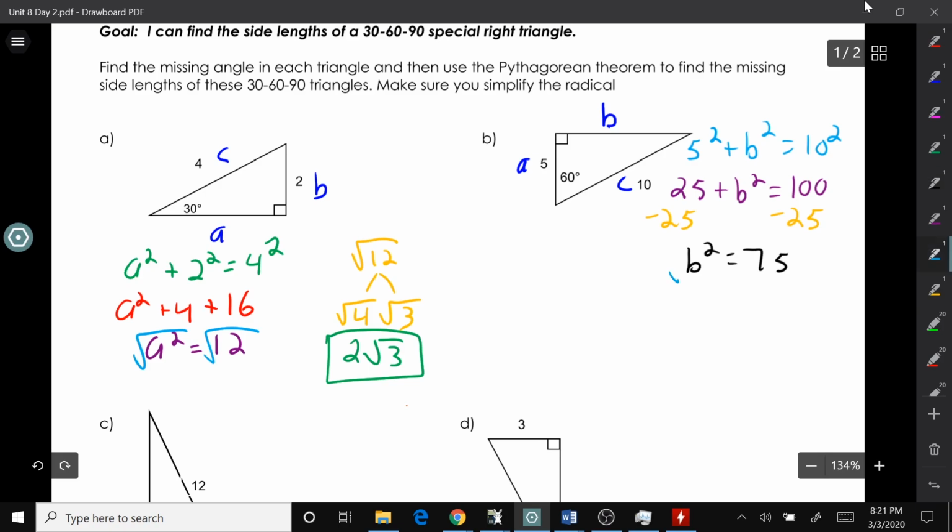Well, when we square root both sides, we need to make sure to break up the radical. I won't do this part just yet. So break up the radical. 75 can be written as 25 times 3. The square root of 25 is 5, and the square root of 3 is going to be left alone. So our answer is 5 times the square root of 3.